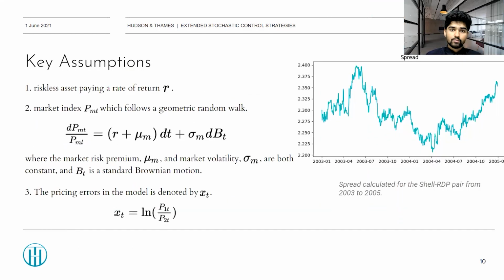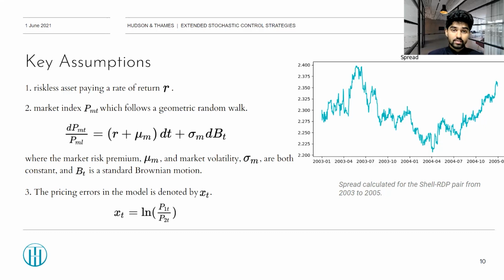So, sorry, let's look at some of the key assumptions of our model. Firstly, we assume that our model consists of a riskless asset with the rate of return small r. The second asset in our portfolio is assumed to be a market index, which is denoted by PMT, and we assume that it follows a geometric random walk. Some of the parameters of the random walk are the market risk premium denoted by mu m and the market volatility denoted by sigma m.